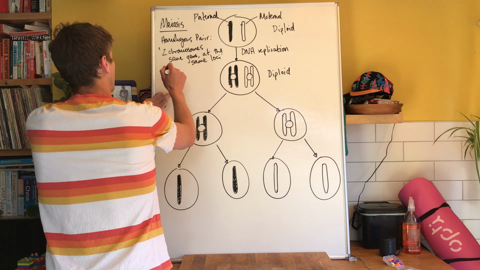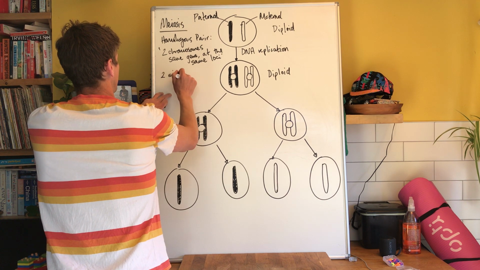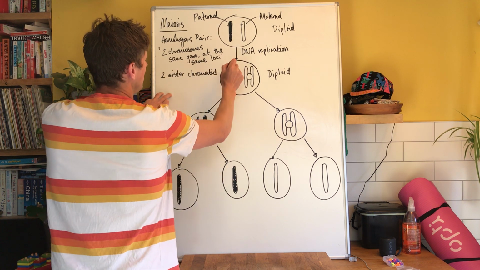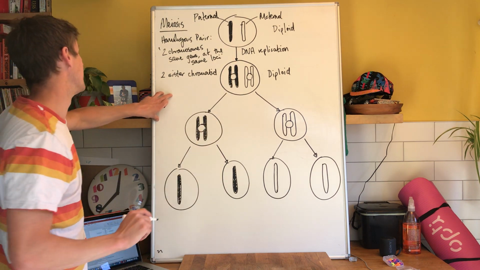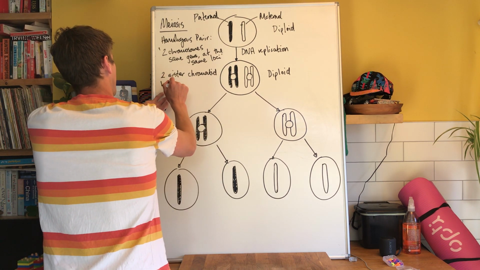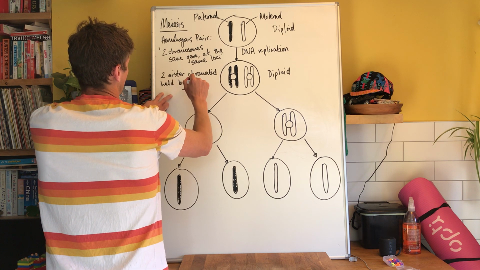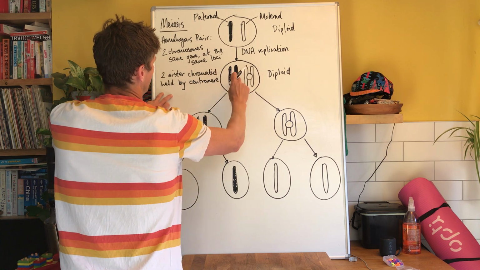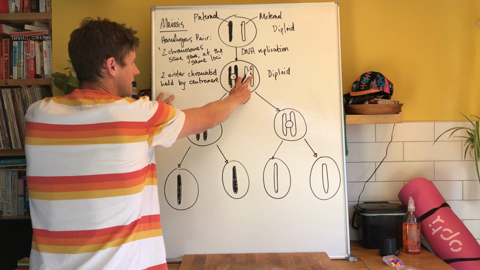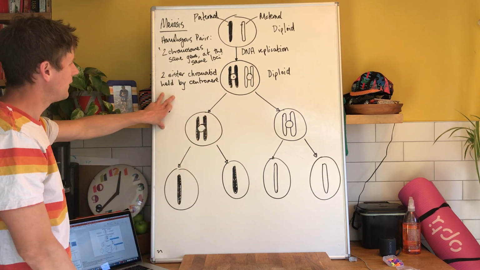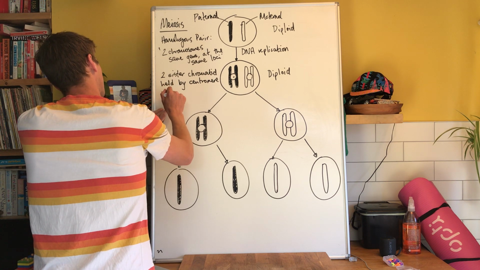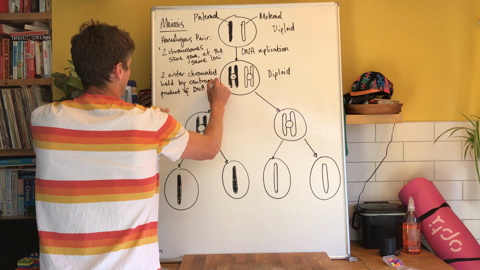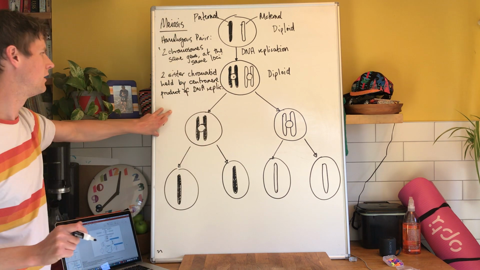So what we would say is there are two sister chromatids. So each one of these is a chromatid held by a centromere, and that's the centromere here holding those two sister chromatids together, and the centromere holding those two sister chromatids together. And those two sister chromatids are the product of DNA replication.